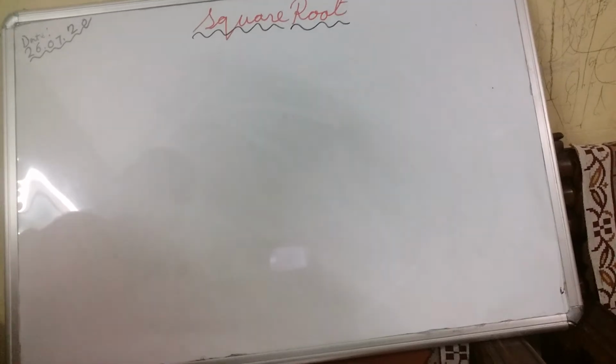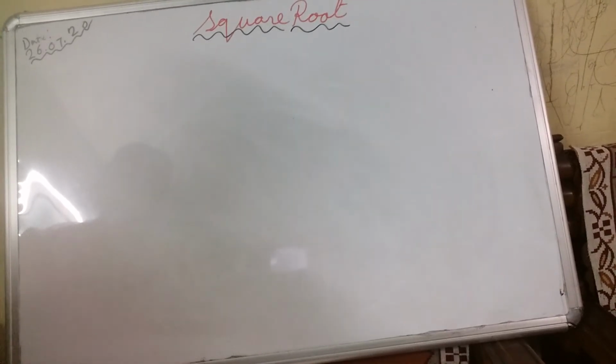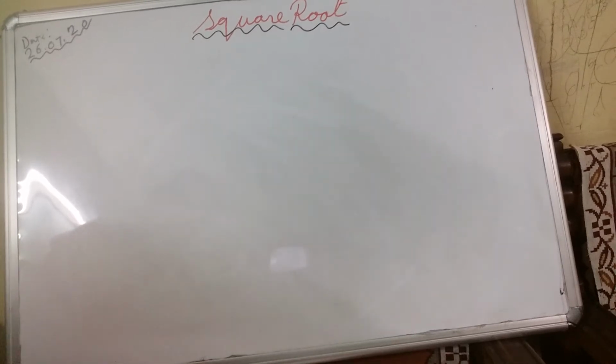Now we are going to talk about a new concept, that is square root. Root doesn't mean the root of a plant, okay? It means root is a function here, okay? And that is inverse or opposite of square.